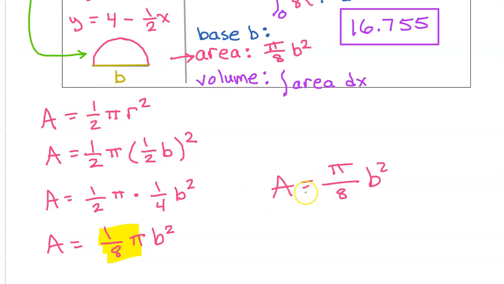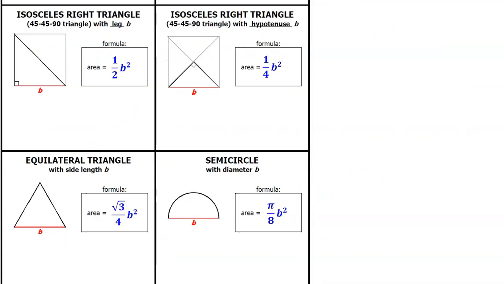You do not want to have to derive this formula in the middle of a test. So again, I encourage you to pause the screen and memorize these 4 formulas. They all have b squared. So you just have to memorize which is the right coefficient for each situation.